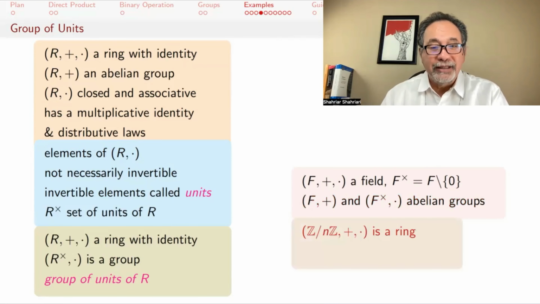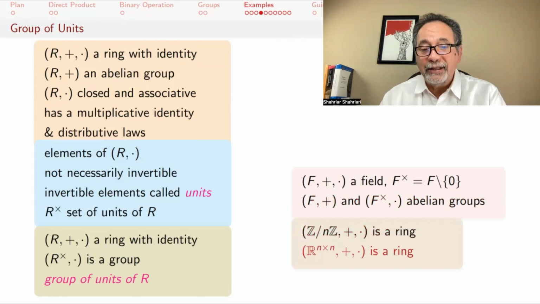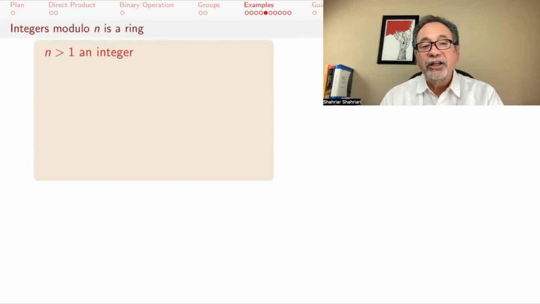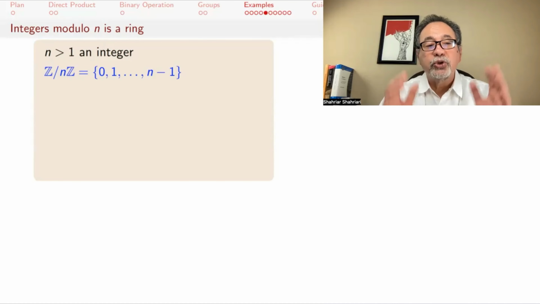Now, examples that we will talk about are integers mod n, that's a ring, and n by n matrices with real entries is also a ring. I have a whole video on integers mod n and another one on units of integers mod n, and you should watch those. n is an integer. Z mod nZ is just the numbers 0, 1, 2, all the way till n-1. So there's n elements. Z mod nZ has n elements.